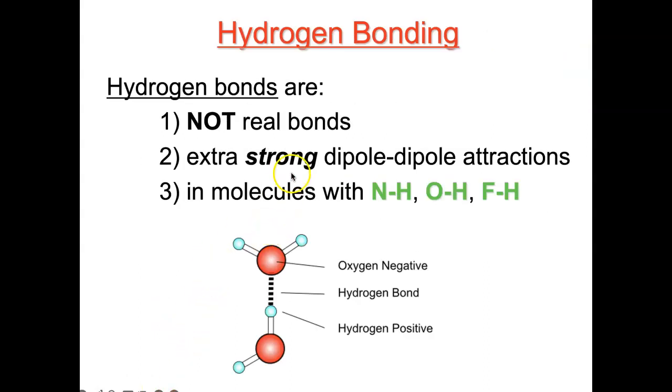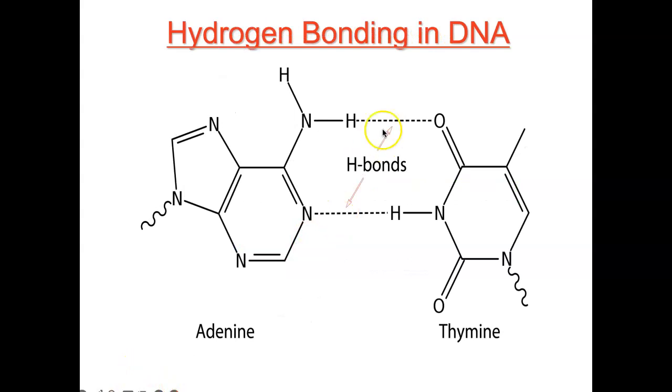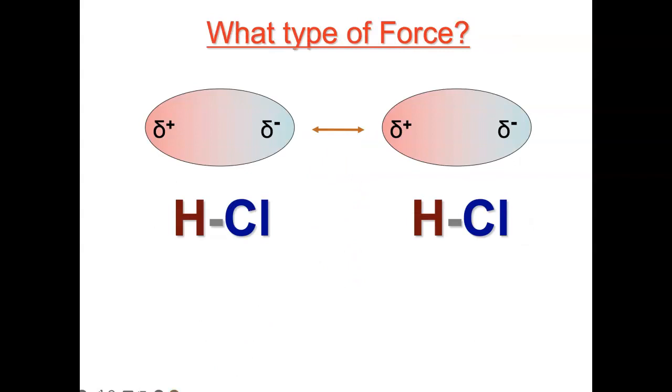Again, they're not real bonds. They're just extra strong attractions. And so as you're drawing the structure, you have to look, is hydrogen bonded directly to nitrogen? Is hydrogen bonded directly to oxygen? Is hydrogen bonded directly to fluorine? To figure out if it is a hydrogen bond. We see this in our DNA. This is what holds our DNA strands together. All right, so let's do some practice. What type of force would you say this one is?